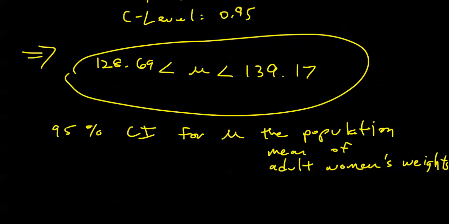Alright, we're reaching the 29-minute point, so we'll call it a day. This concludes section 7.3, estimates of population means with sigma known.